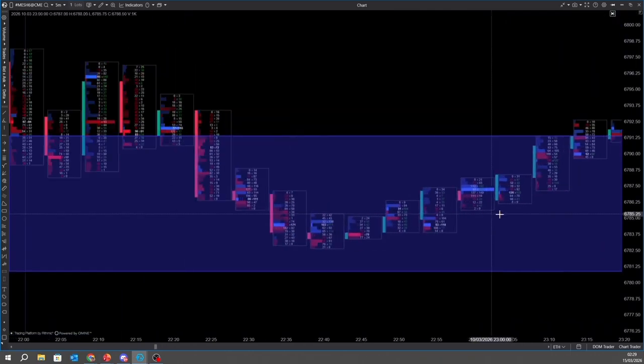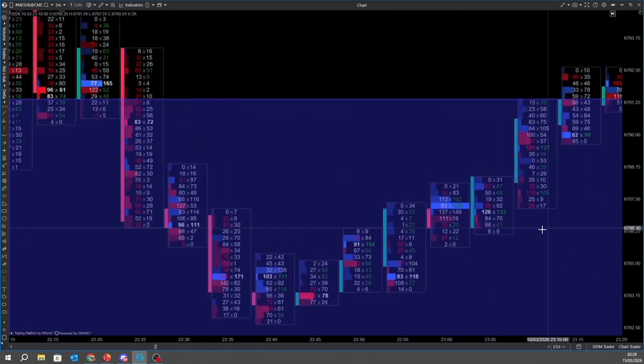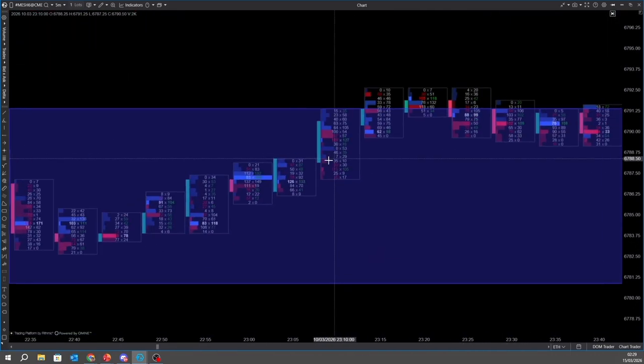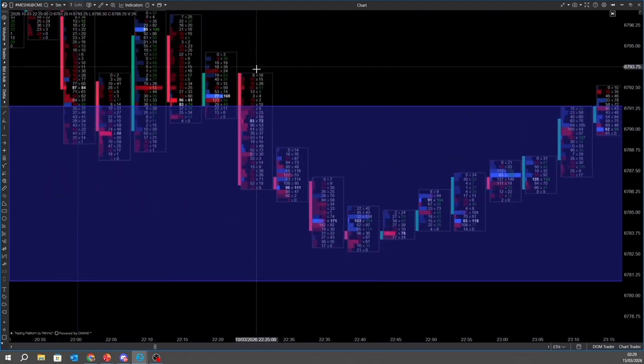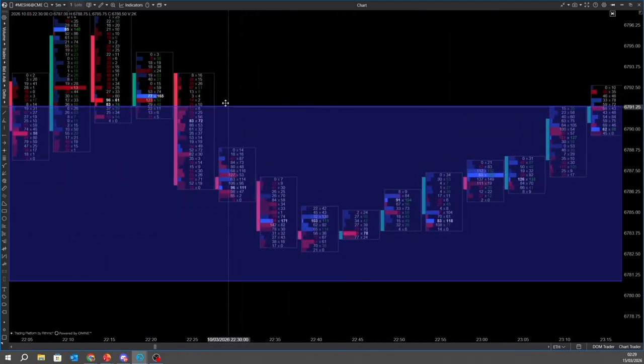Now, if we just take a look here, what we're really seeing is a break above the zone. But what we see here is a lot of aggressive selling coming into the zone, right? So there's a lot of aggressive sellers here, here, here. So all these candles over here.